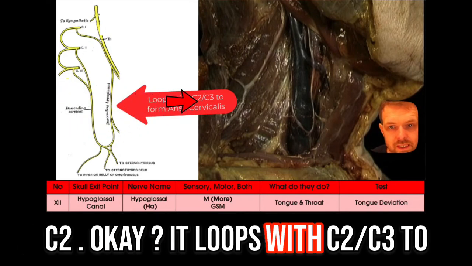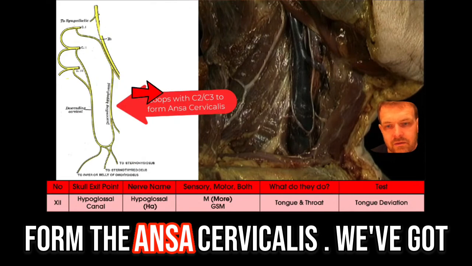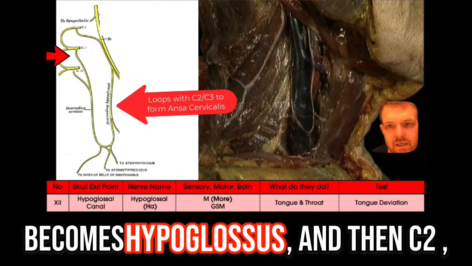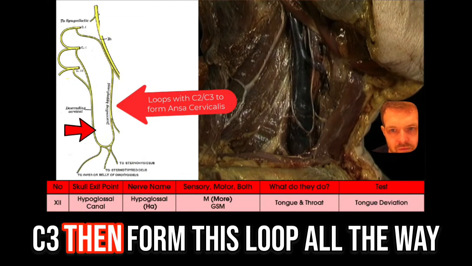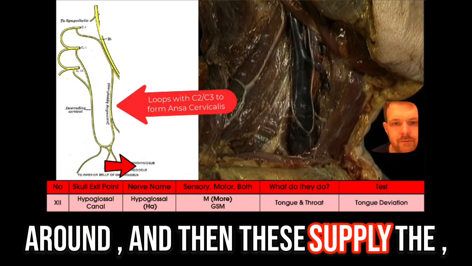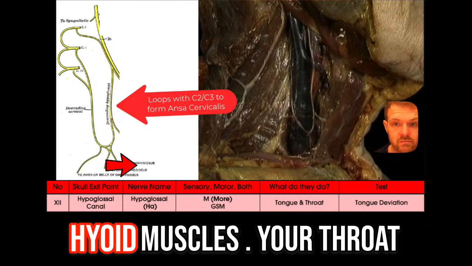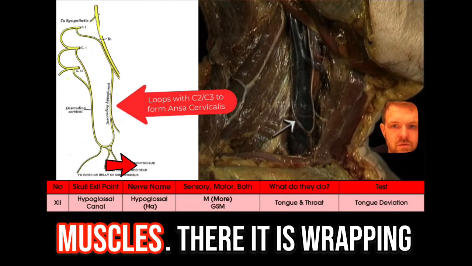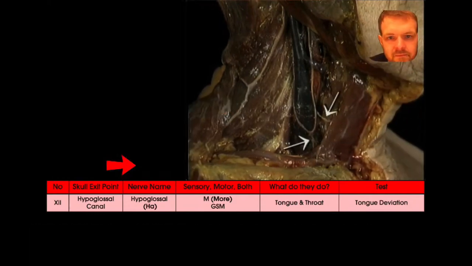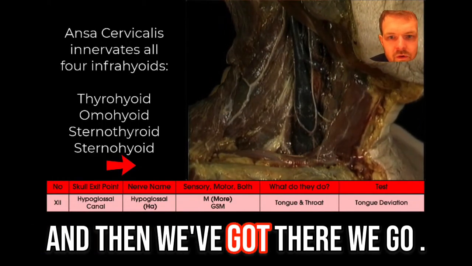Okay, it loops with C2, C3 to form the ansa cervicalis. We've got a branch from C1, which then becomes hypoglossal, and then C2, C3 form this loop all the way around, and then these supply the hyoid muscles, your throat muscles. There it is wrapping around, the ansa cervicalis just there.